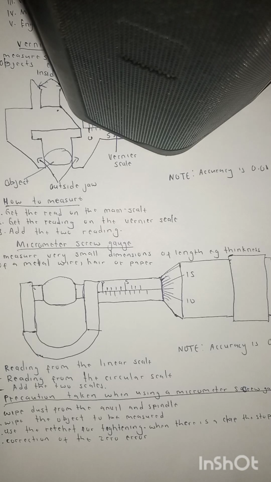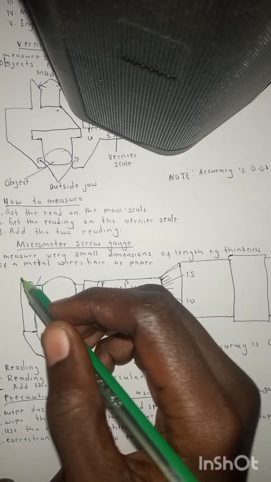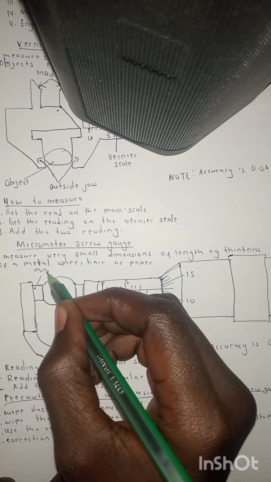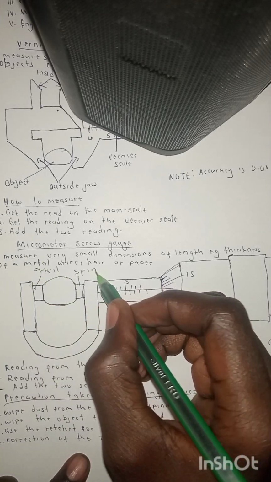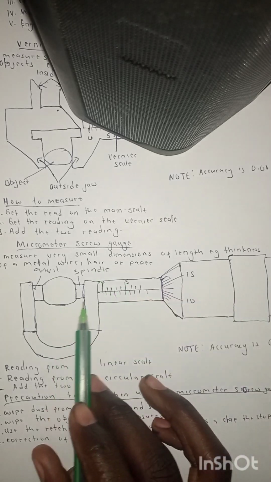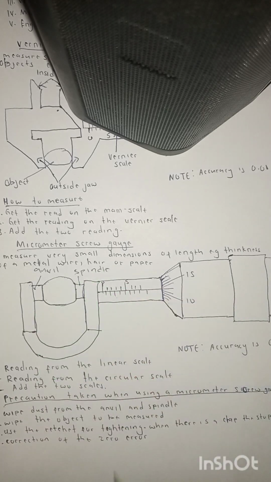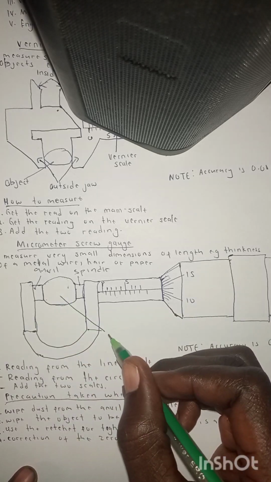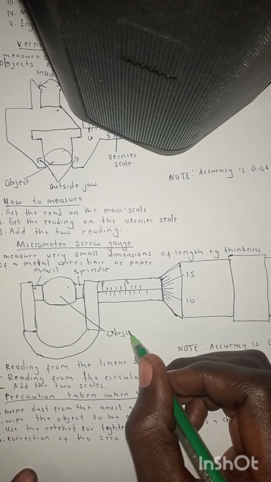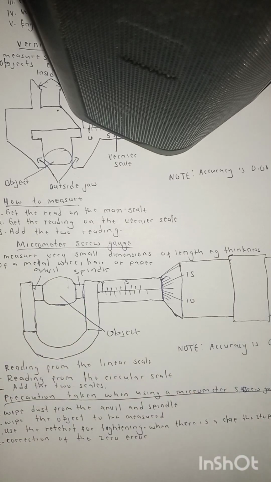Now, here are some of the parts. Sorry, I forgot to label them. This is the anvil, right? Sorry, I forgot to label these parts. And this is the spindle. Then these two parts are where an object is placed, this is an object by the way. Okay, the spindle and the anvil.